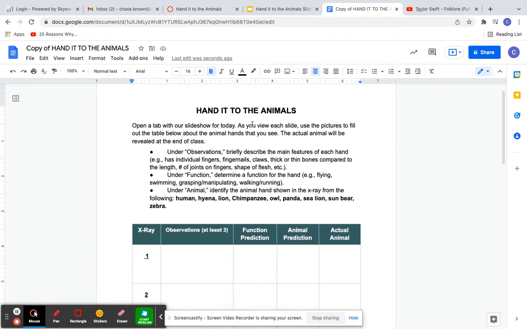So here's how we're going to do it. Open a tab with our slideshow for today. Done. Already did that. As you view each slide, use the pictures to fill out the table below about the animal hands you see. The actual animal will be revealed at the end of class.